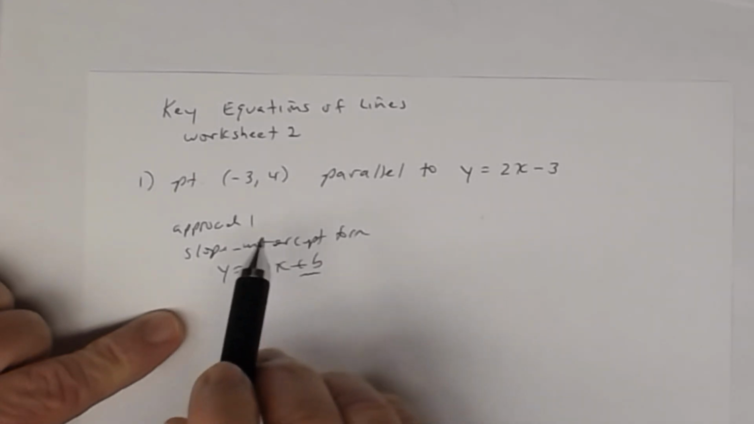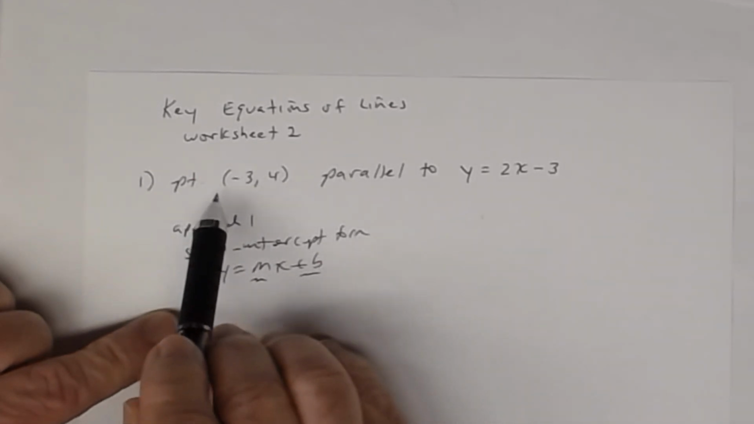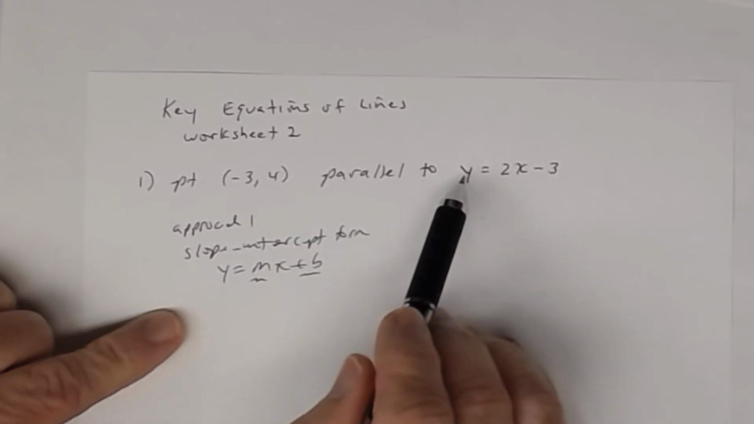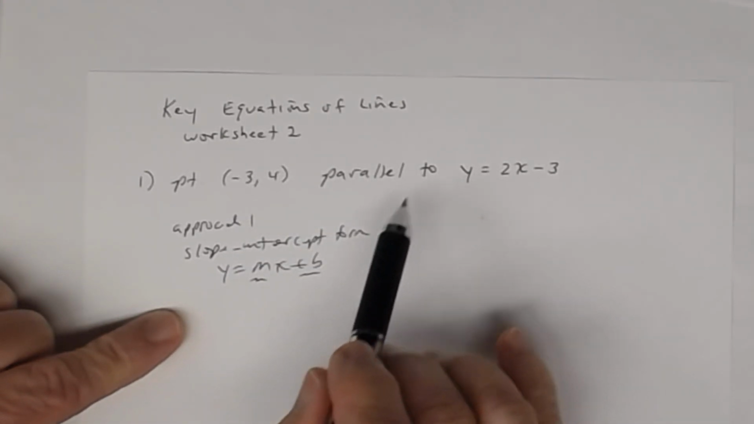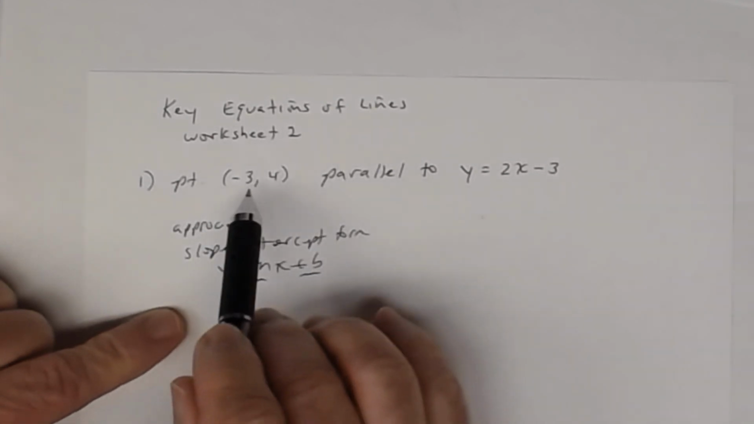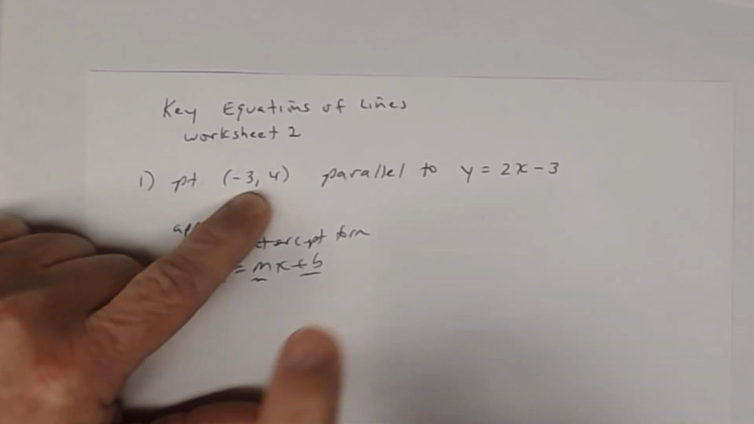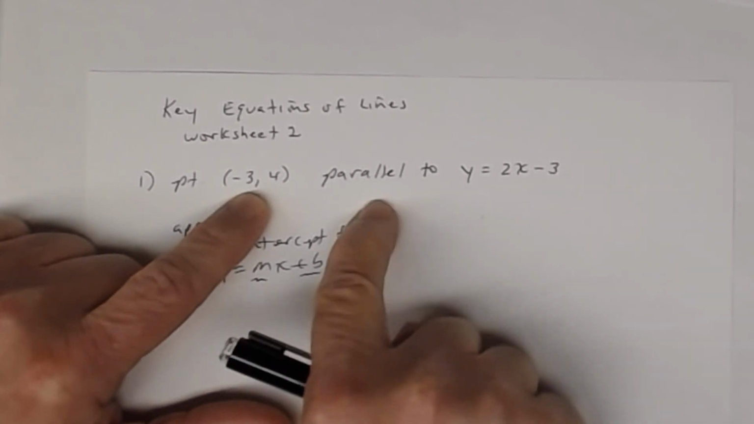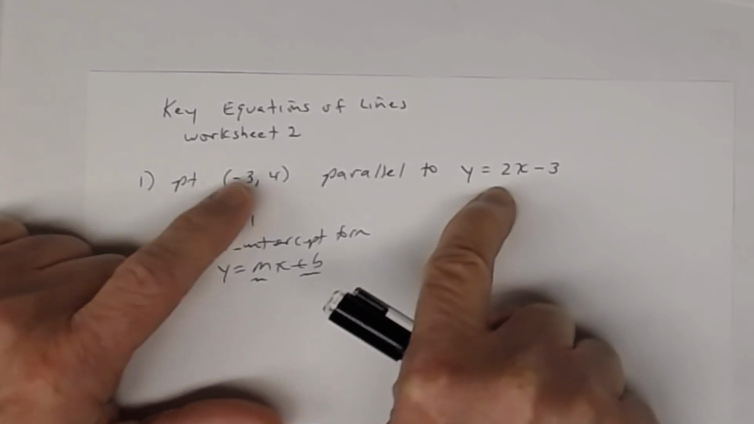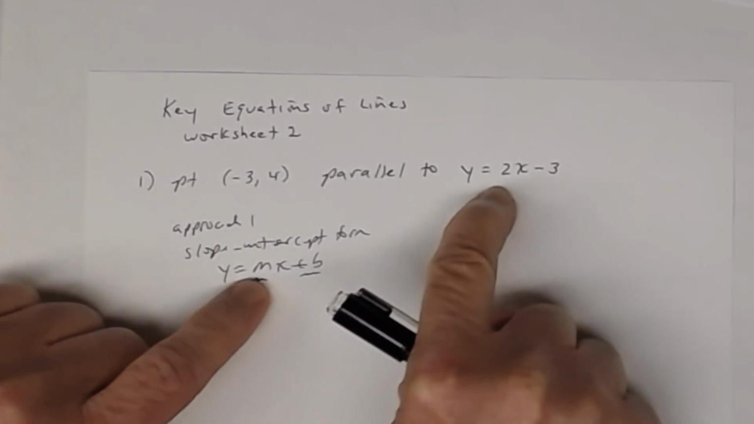Okay, so if you want to find the equation of a line that contains this point and is parallel to the line whose equation is this, you can find the slope of this line that goes to this point because you know that the line that goes to this point and this line are parallel. So if you know the slope of this line, then you know the slope of this line.